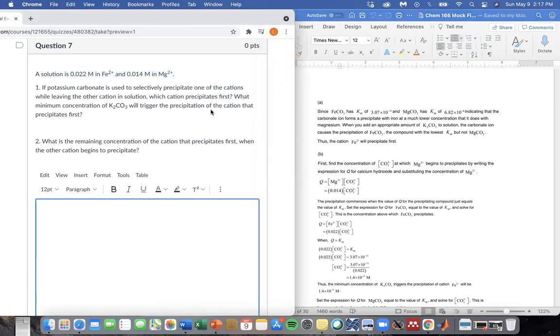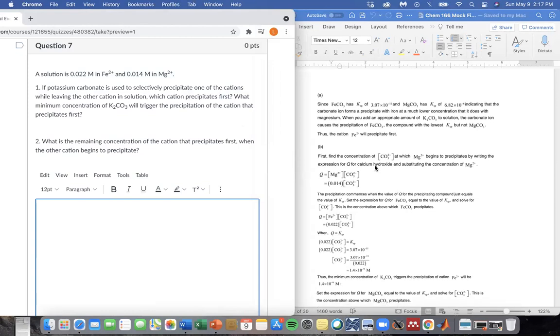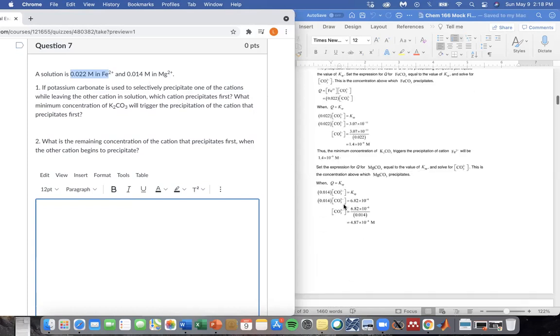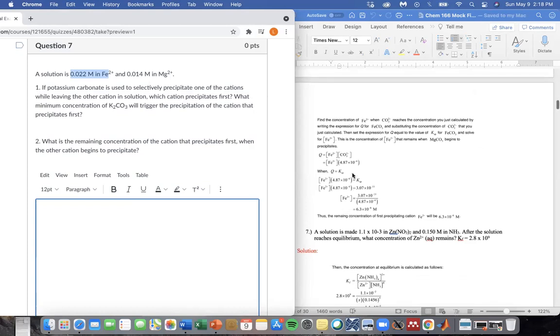So here, you know that FeCO3 is going to precipitate out first, and he's asking you to calculate how much CO3 needs to be present before that iron carbonate starts to precipitate out. In order to do that, you just plug in the concentration of iron and divide your KSP by your concentration of iron to isolate the CO3 concentration.